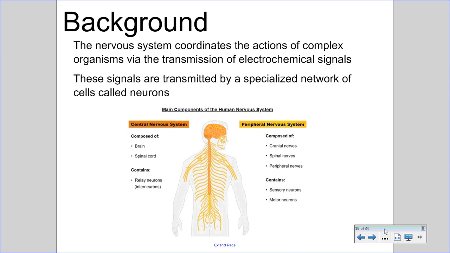When we're talking about neurons, we're really talking about the nervous system of an organism, and the nervous system is what coordinates the actions of complex organisms via the transmission of electrochemical signals, those neural impulses or action potentials. These signals are transmitted by a specialized network of cells called neurons, which we talked about in the previous video. The diagram shows the main components of the human nervous system and the different organs and cells involved, and it's mostly neurons.